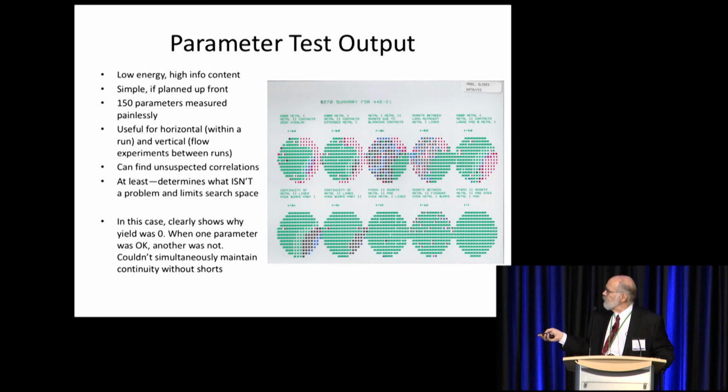So here's an example of our parameter test output. This is maps of 6 out of 150 parameters, and there's actually more, but we didn't always plot these up, but these are plotted because they show one particular range. The red is bad and green is good.